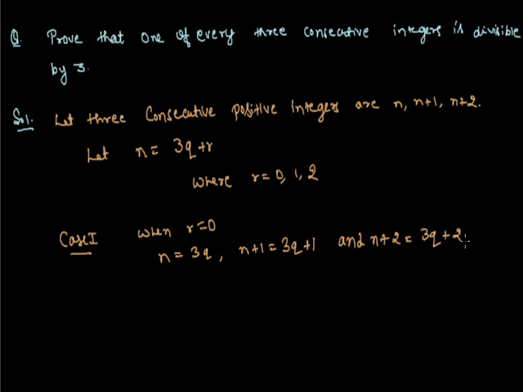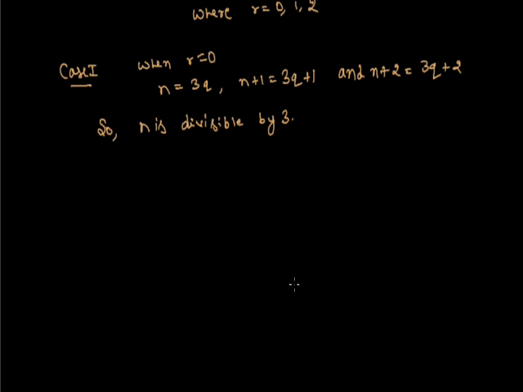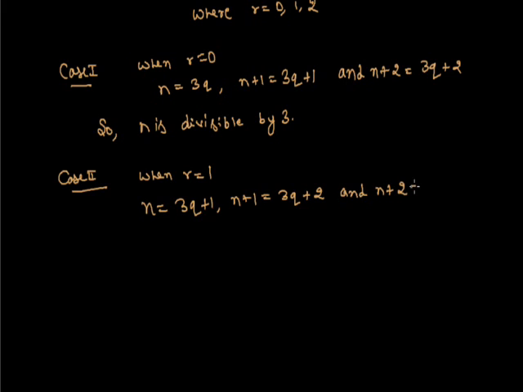So from these three, only 3q is divisible by 3. So n is divisible by 3. Out of these three, n, n plus 1, n plus 2, only n equal to 3q is divisible by 3. Now case second. When r equal to 1, n equal to 3q plus 1, n plus 1 will be equal to 3q plus 2, and n plus 2 equal to 3q plus 3.